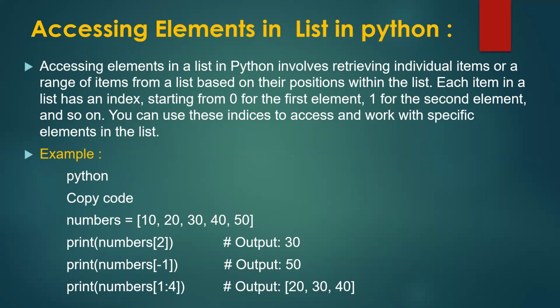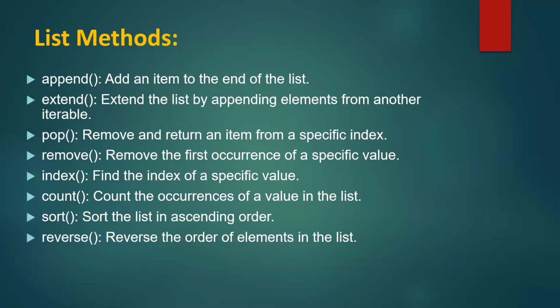Example: numbers equals 10, 20, 30, 40, 50, and print numbers[2]. Output will be 30. Numbers[-1], output will be 50. Print numbers[1:4], output will be 20, 30, 40.